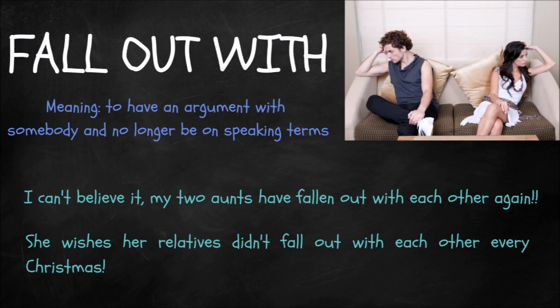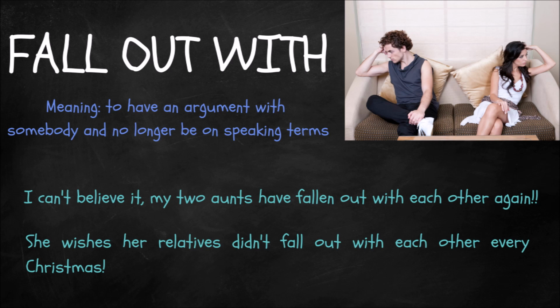So I think we all know that sometimes in families things don't always go perfectly. So let's have a look at what we can use when people have an argument. We can say that they fall out. They have fallen out with each other. Okay, so yeah, to fall out with somebody simply means to have an argument and to not be on speaking terms with that particular person. So I can't believe it. My two aunts have fallen out with each other again.